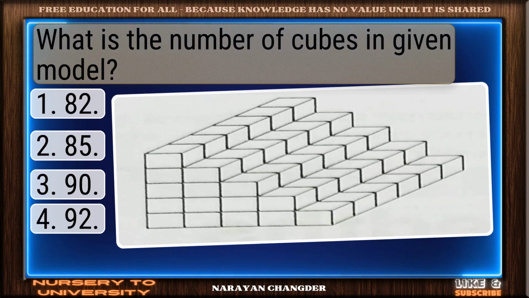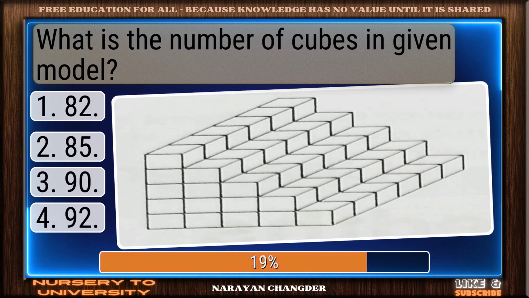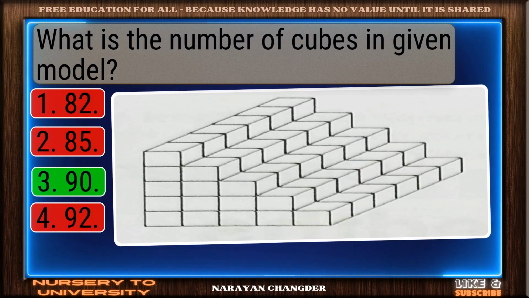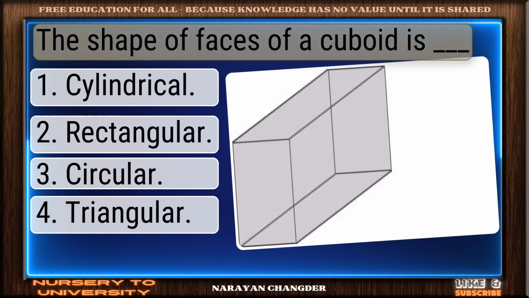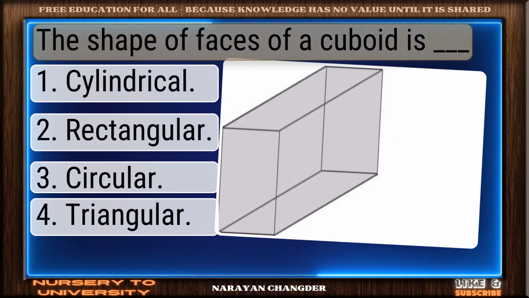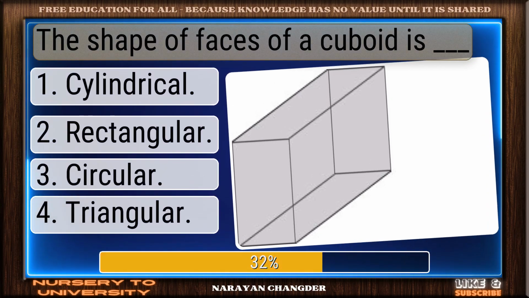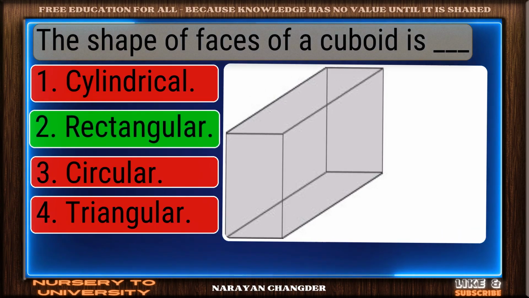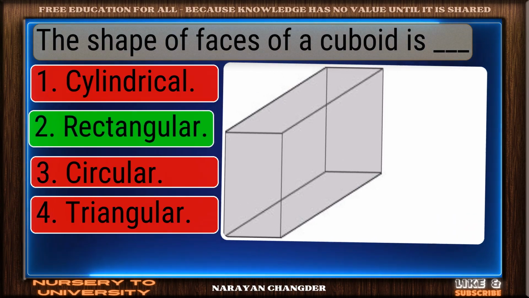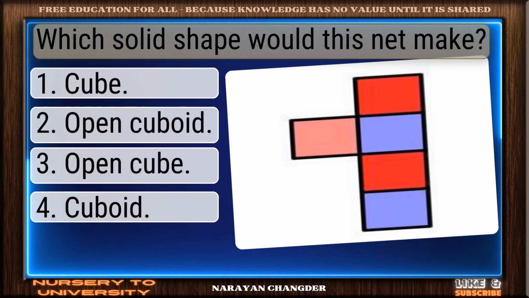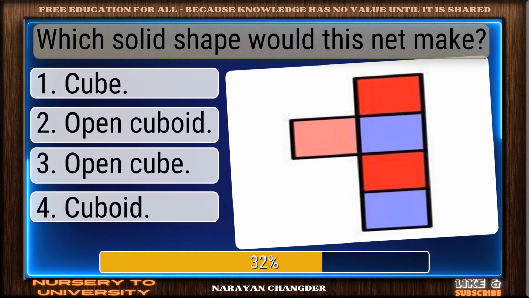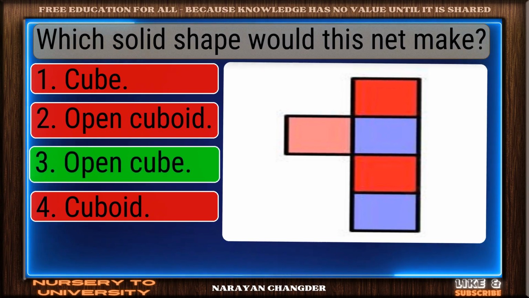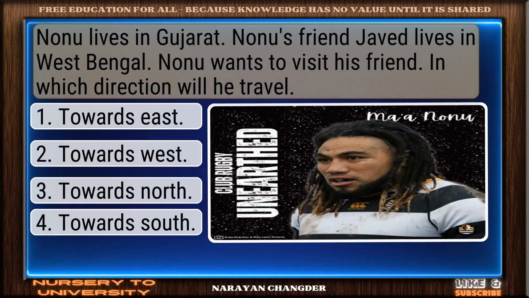What is the number of cubes in the given model? Nicely done. 90 is a solid answer. The shape of faces of a cuboid is dash. Clear logic. Your choice rectangular is sound and 100% true. Which solid shape would this net make? You chose open cube, and it is correct.